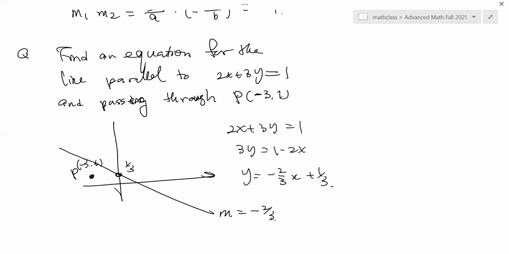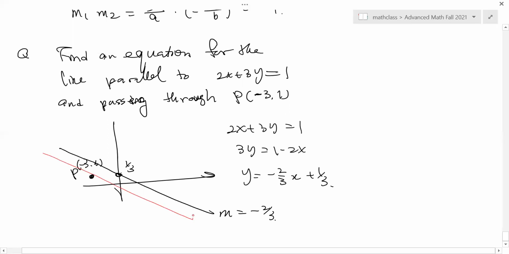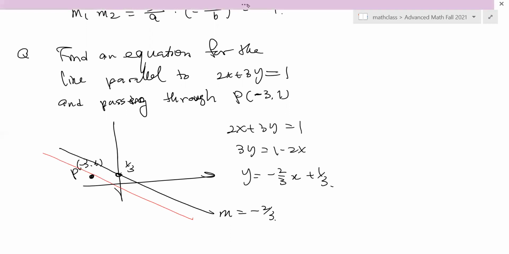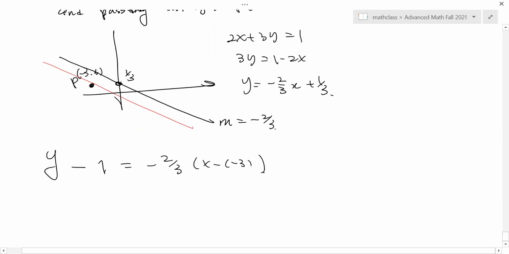So another line parallel to that means you are given a slope for the other line, but it's just passing through another point. So the slope for that particular line is still negative 2 over 3. So the equation would be in point slope form: y minus y1 equals m times x minus x1. That's the equation. You don't even need to simplify. It's called the point slope form. So you are given a slope because the lines are parallel, and then you are given a point the line passes through, then you use point slope form and get an equation.